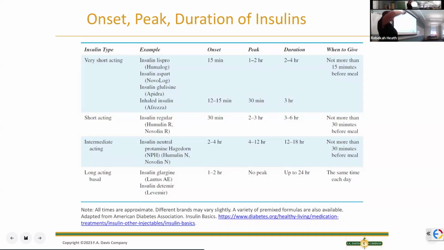Because it lasts 24 hours, you want to make sure you give it at the same time, right? You don't want to take it at 9 o'clock in the morning one day and then 2 o'clock in the afternoon the next day. Sometimes they're given once a day, typically at night. A lot of times they're given BID, morning and night, so they overlap a little bit.